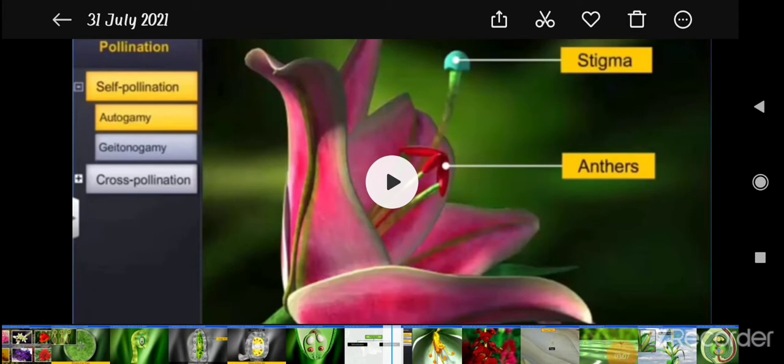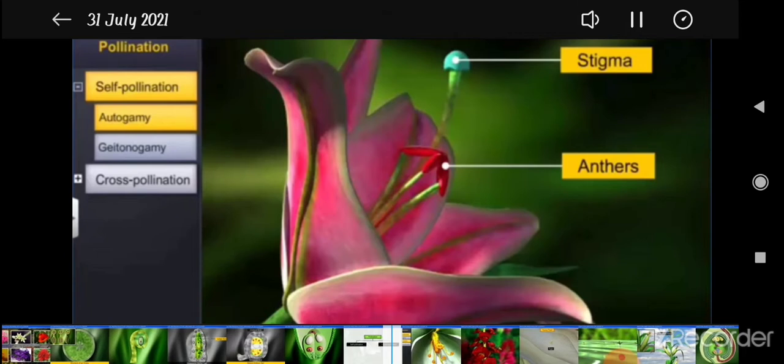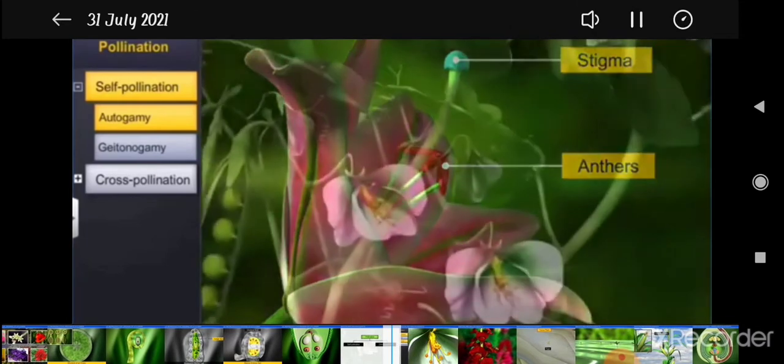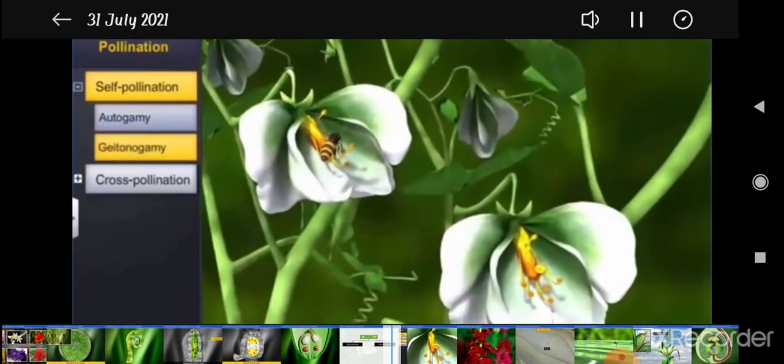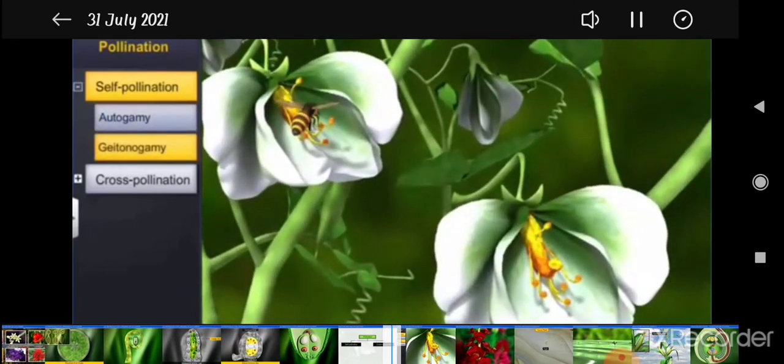Autogamy, however, is rare in chasmogamous flowers, which open and expose their anthers and stigma. It requires a synchrony between pollen release and stigma receptivity.